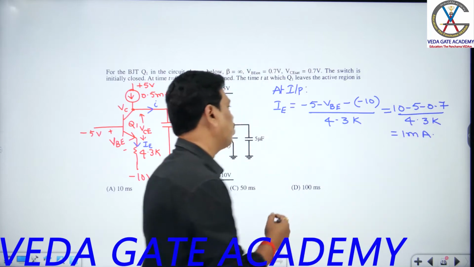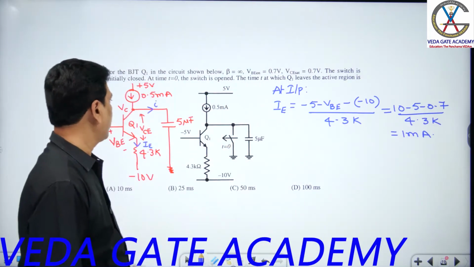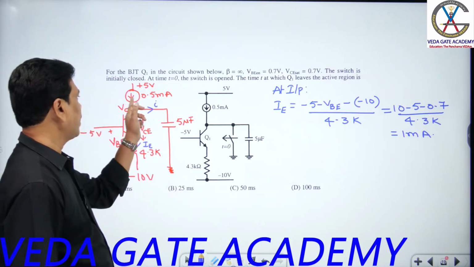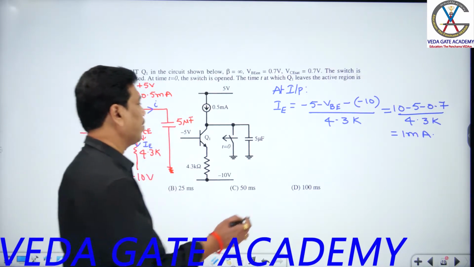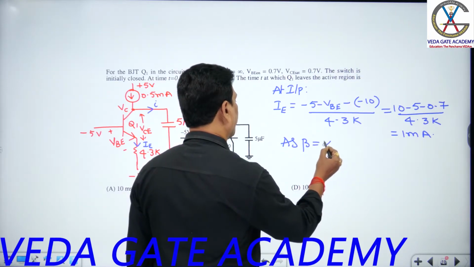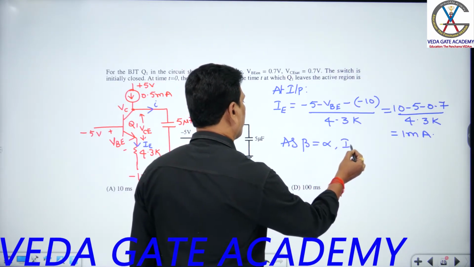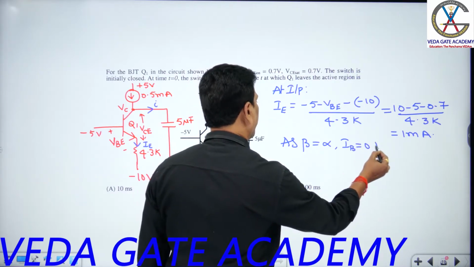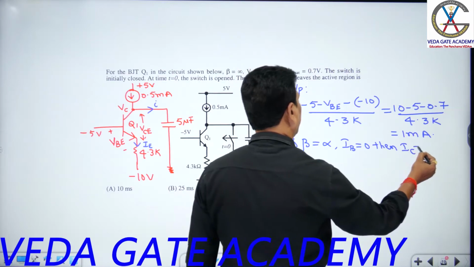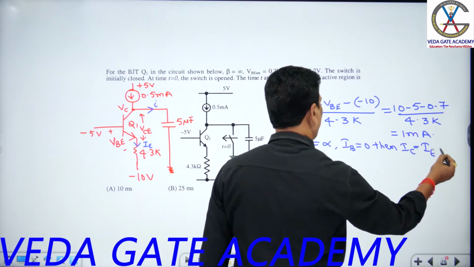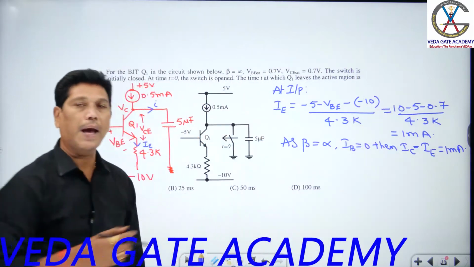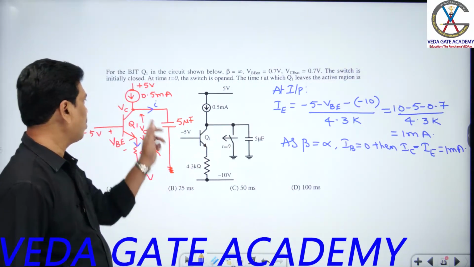I got this value as 1 milliampere. Now I can identify how much current is passing through this capacitor. Since beta tends to infinity, IB equals 0, students. Then IC equals IE, which we calculated as 1 milliampere. So now I can go for this one.